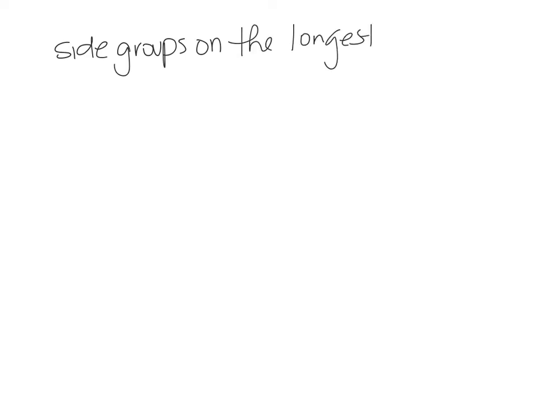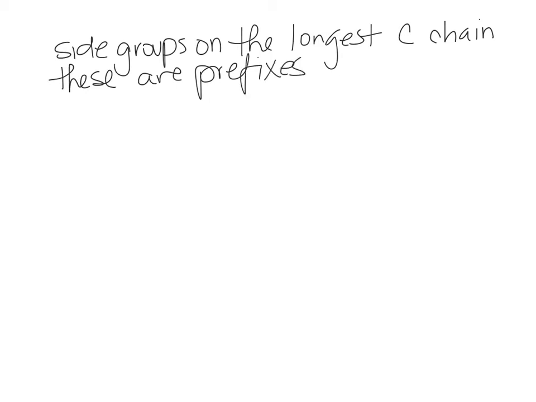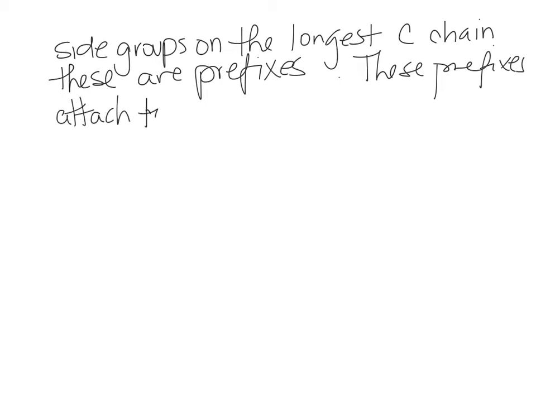Now, there could also be side groups on the main part of the root, or the main carbon chain. So, if there are side groups on the longest carbon chain of the root, these are also prefixes. And you also have to include a number with them. However, these prefixes are attached to the root portion of the name.